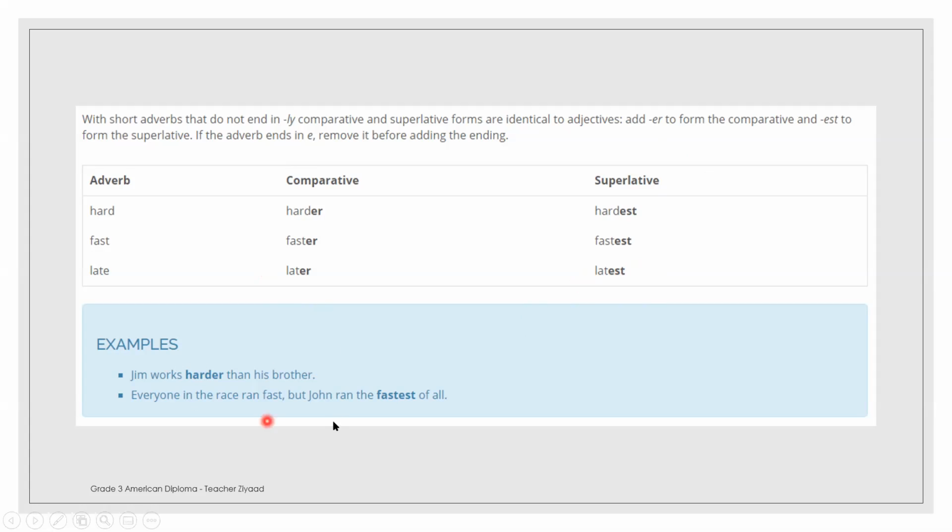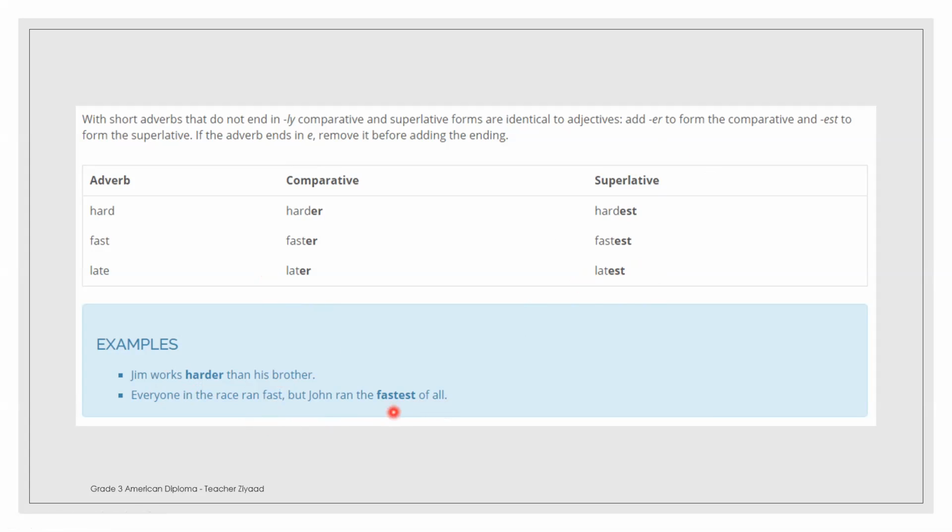Our examples below here: Jim works harder than his brother. Notice we've got the comparative form of the word and we are comparing Jim with his brother, so we've got two people that we're comparing. Second example: everyone in the race ran fast, but John ran the fastest. Here we've got the superlative form and we are comparing John, who ran the fastest of all.